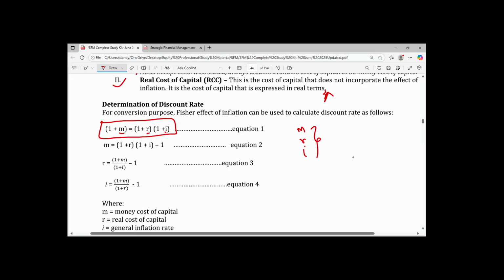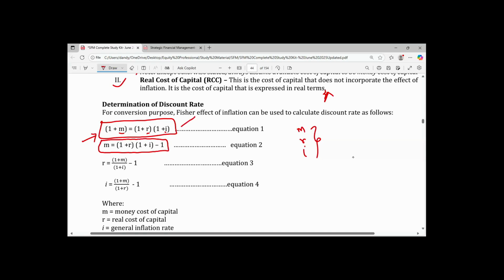So from this original formula, if you want to calculate money cost of capital, you want to make M the subject of the formula. Of course, the original equation will still remain the same, except that the one that is standing behind M will go to the other side. Once it moves to the other side, it will become minus. That's why whenever you want to calculate money cost of capital, this is the formula you are going to use. You can just memorize it. Money cost of capital is calculated as 1 plus R multiplied by 1 plus general inflation rate, all minus 1. That will give you money cost of capital.